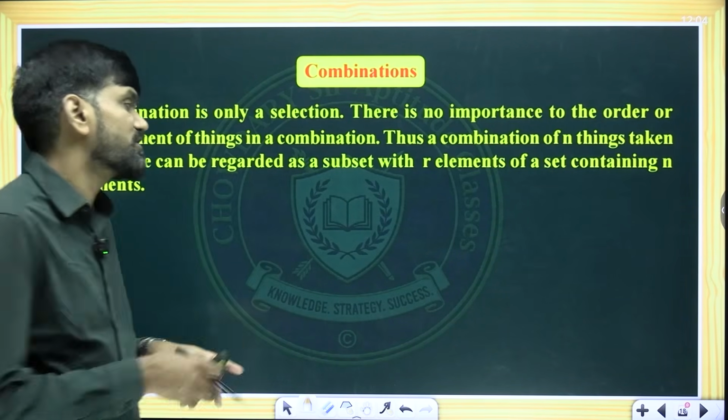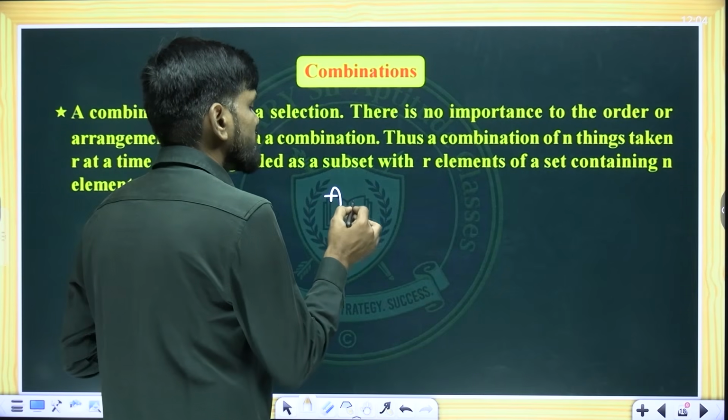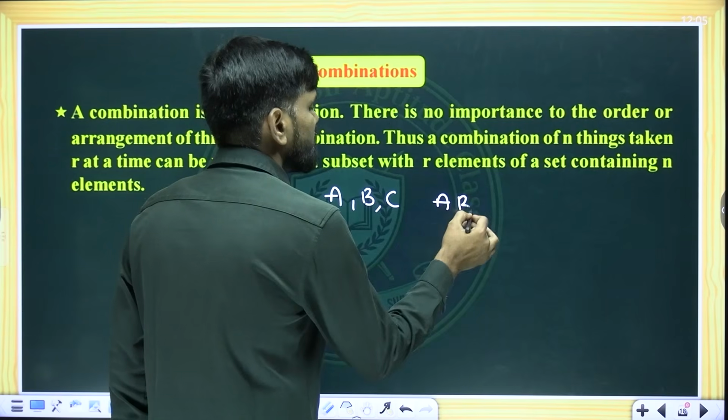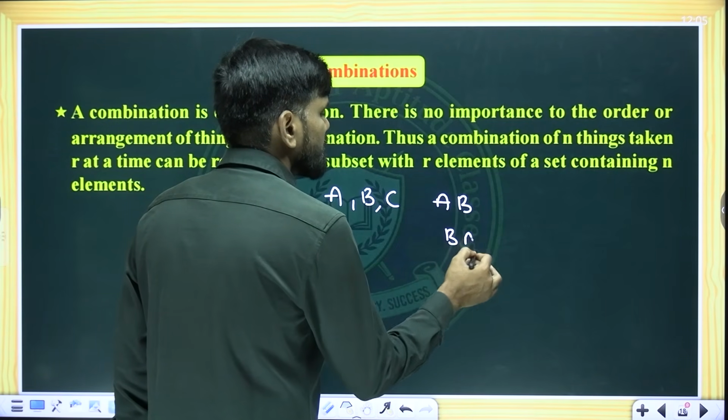Say, suppose you are having 3 people A, B, C. In how many ways can you select 2? Order here is not important. Whether it is A, B or B, A is one and the same.